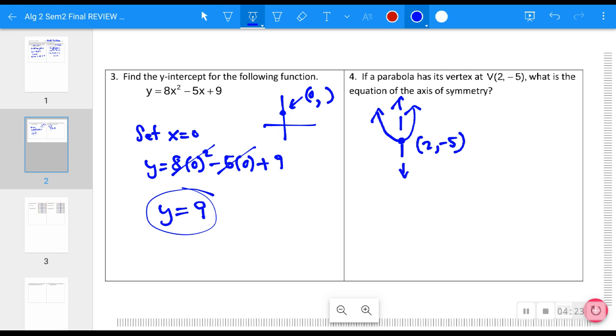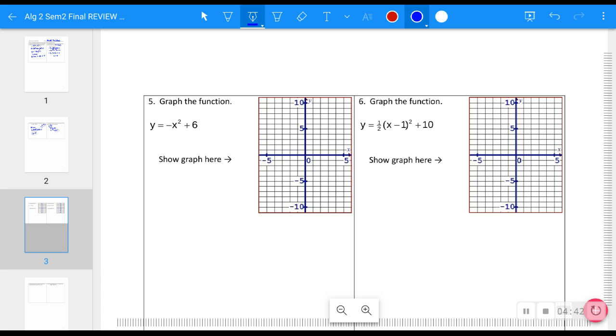So it's as simple as saying x equals 2. That's what vertical lines look like. You've got x equals 2. Well, x equals is what you put when they're vertical lines. Y equals is when it's horizontal.